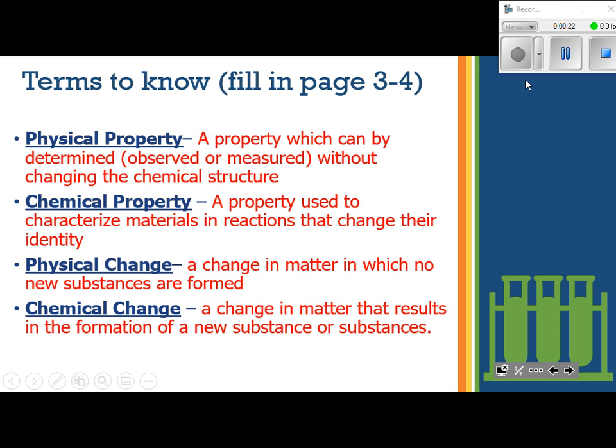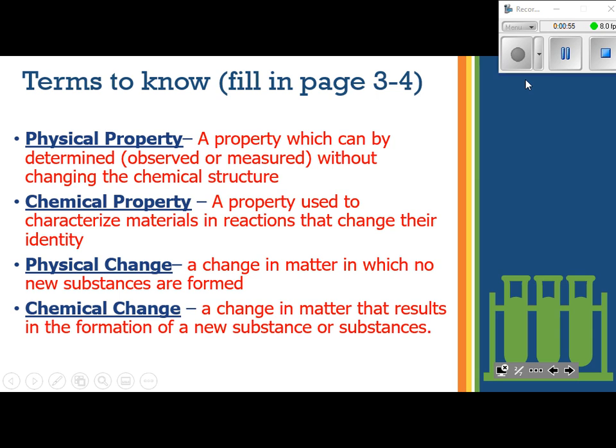Okay, so physical properties. This is a property that can be determined without changing the chemical structure. So I could look at an element, a hunk of metal or something, and I could tell you that it's silver. It can be observed, right? That's a color. Or it could be measured, maybe its density or boiling point or melting point. Those are physical properties because I can boil water and take the temperature and understand that it boils at 100 degrees Celsius without changing the chemical compound, H2O.